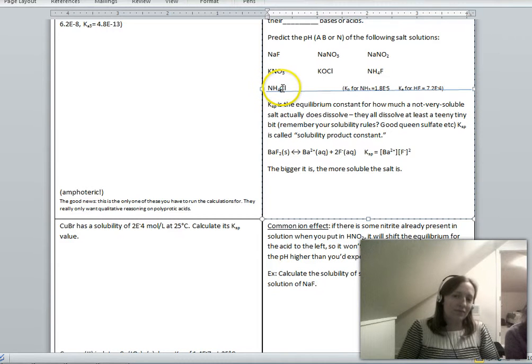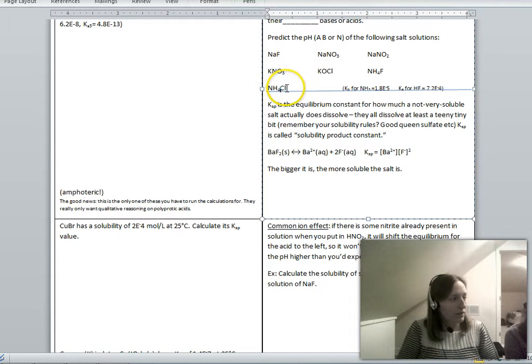Ammonium is from what? Ammonia, which is a weak base. So ammonium is a weak acid. So that's going to make it slightly acidic.